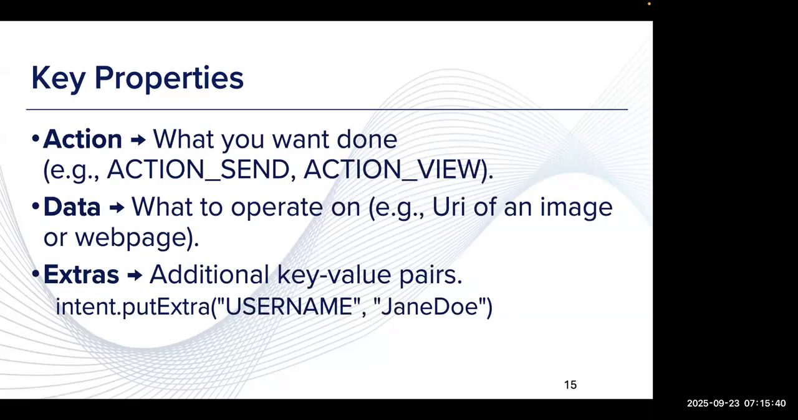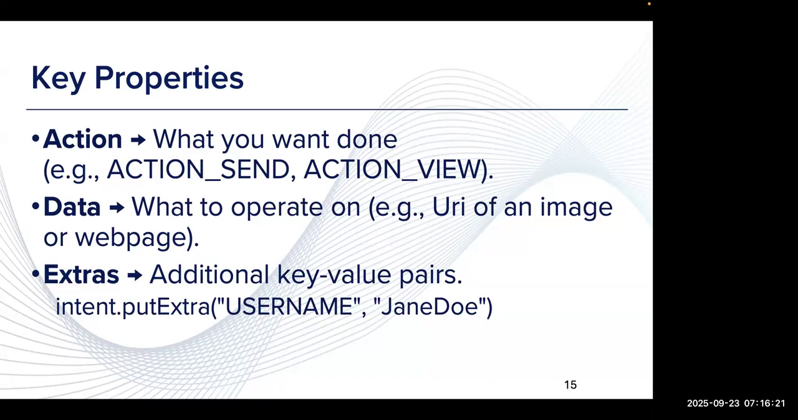So some of the key properties of intents. First, the action: what do you want done? What do we need to do? For example, let's send, or let's view. Then we have the data. What do we operate on? For example, the URL of an image or a web page, or in this case, passing information, the data that we need. In this case, it would be our heart rate value or range.